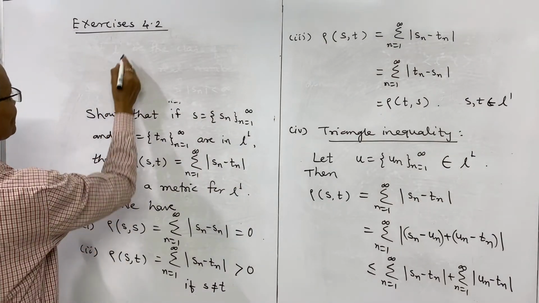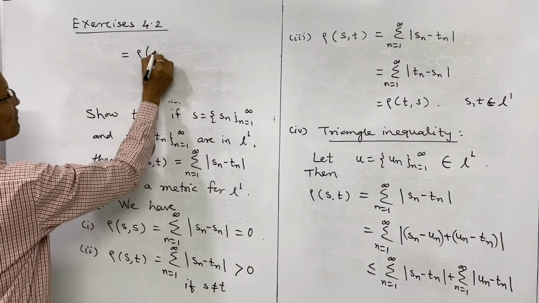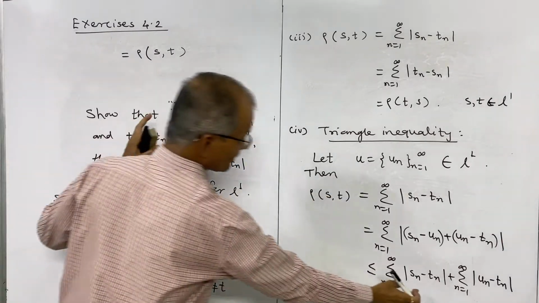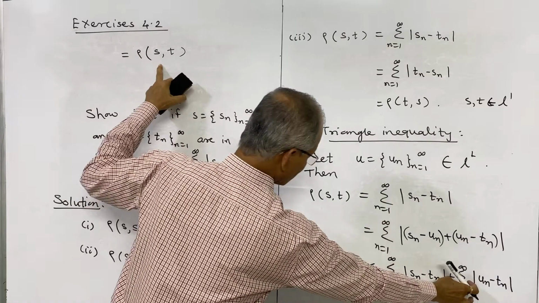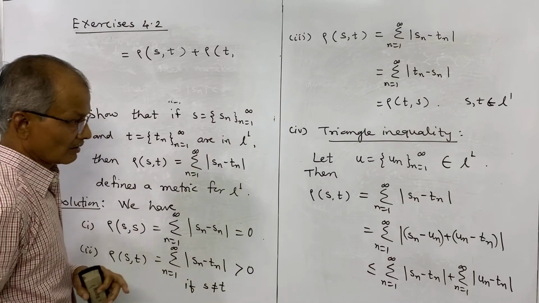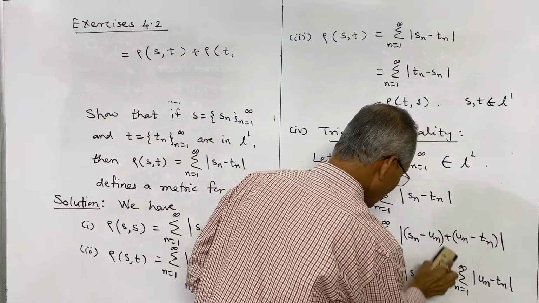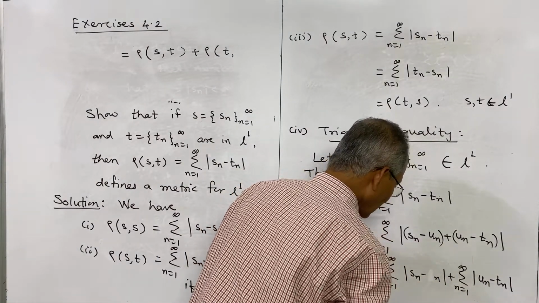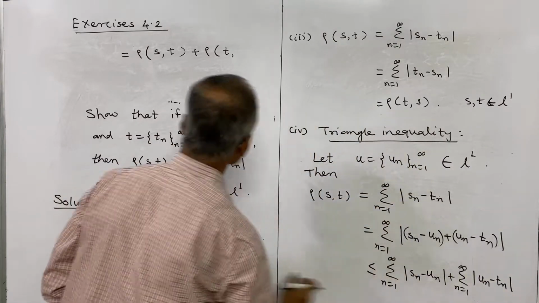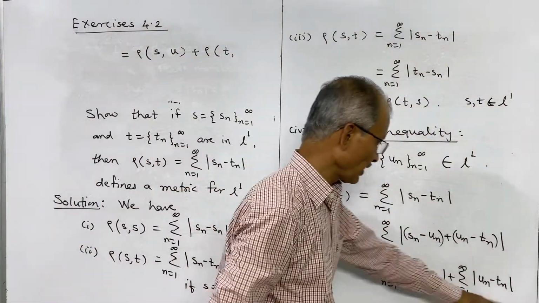This is equal to rho of S and T. Here I write the equal-to sign. Here it is less than or equal to. Here this term is exactly equal to this one. Sn minus, it is to be corrected, Sn minus Un, and this is Un minus Tn. So this is rho of S and U, and this is rho of U and T.